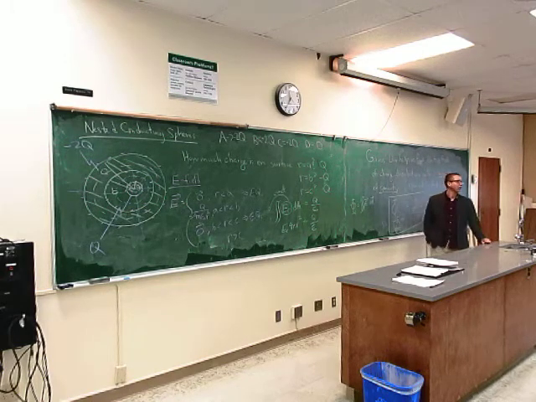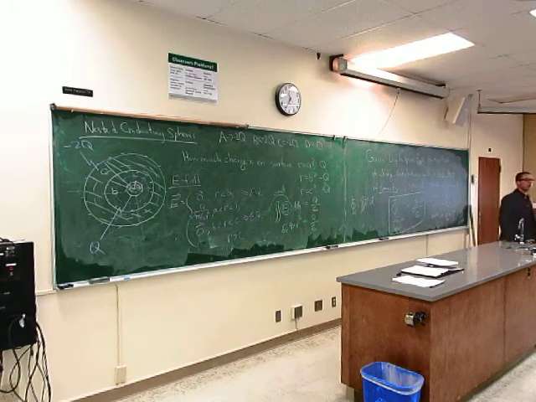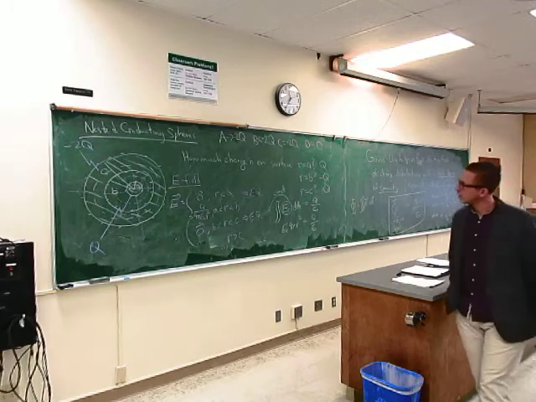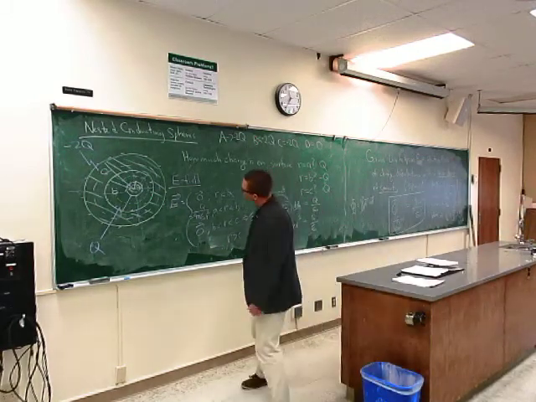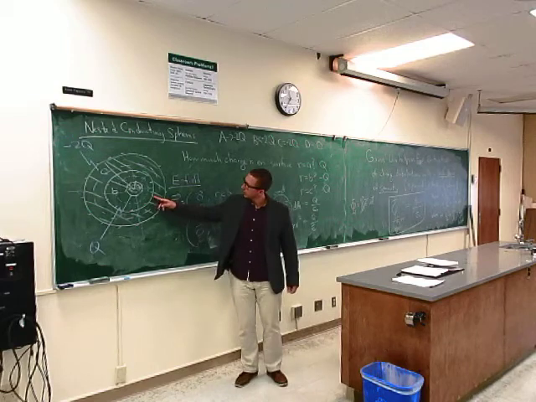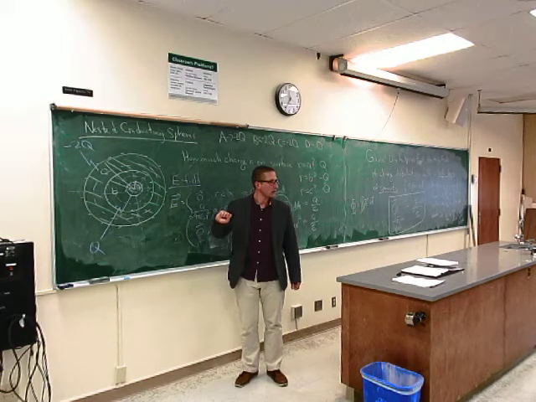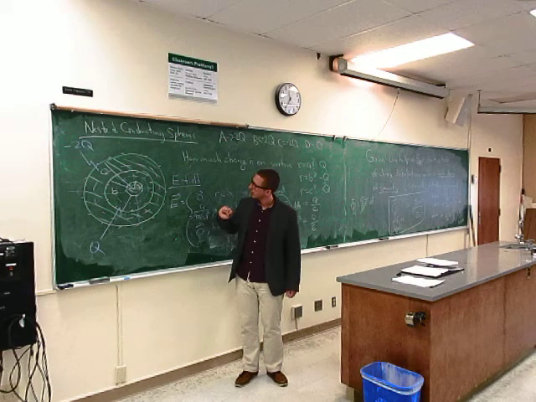Yes? How come the shell on the outside doesn't draw the electric field? How does it not pull the electric field outwards from the center? The electric field is emanating from the positively charged center, and then it goes to the negatively charged shell between A and B? Between A and B, yeah. So doesn't that negatively charged shell pull the electric field as well, in addition to the push from the positively charged center?